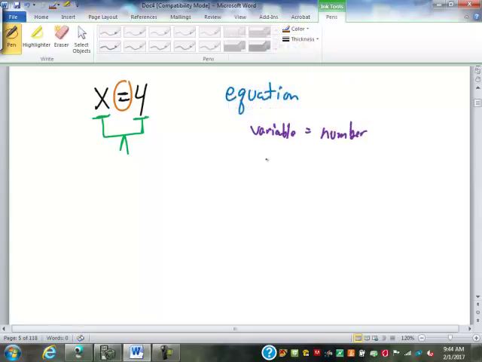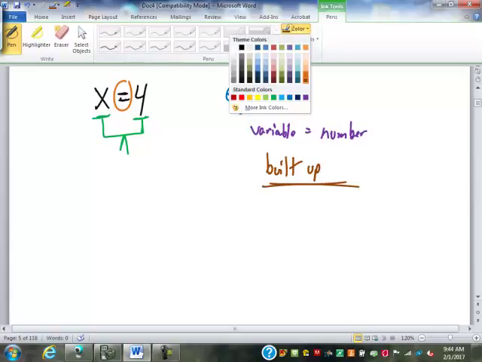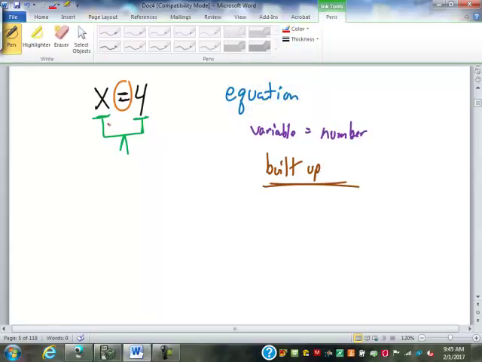How are they built up? Well, we can use any one of our basic operations. We've got add, subtract, multiply, divide, and we even have powers and roots that we can use eventually to build these up. So let's take a look at doing something simple like adding 7. So I add 7 to the x. I'm building up this equation. That's now x plus 7.